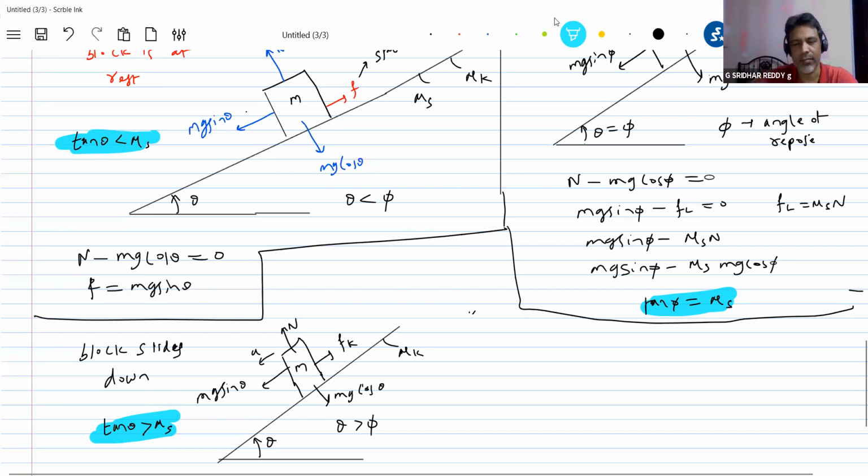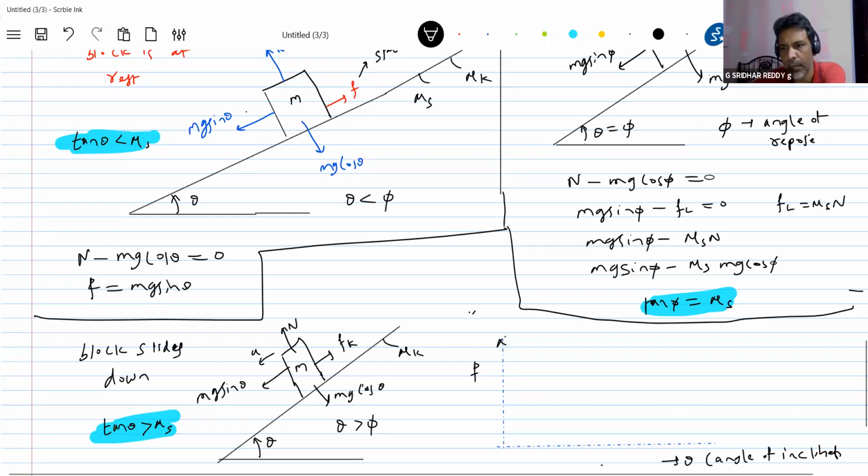How will the friction vary with the angle of inclination? I want the graph. The variation of friction, let me show that here only in this section. What is the friction? How does it vary with the angle of inclination? Theta is what? Looking at all the diagrams, we have to calculate this one. So look at the friction.